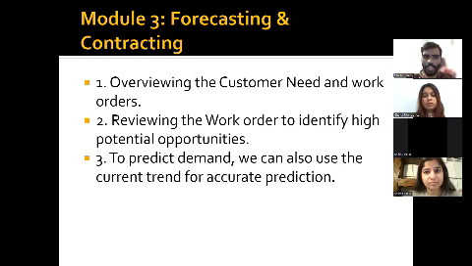Module 3 is all about forecasting and contracting. Over here, we have an overview with the customer need and work orders. We wanted to have a view of what the customer is exactly looking for and how we can satisfy them. Second, reviewing the work order to identify high potential opportunities. It is not just the work that is important; it is how you give the cost of each and every product that has been manufactured, so that we get a good potential outcome. The third one is that we also need to predict the demand. For that, we can use the trend, which gives us an accurate prediction.